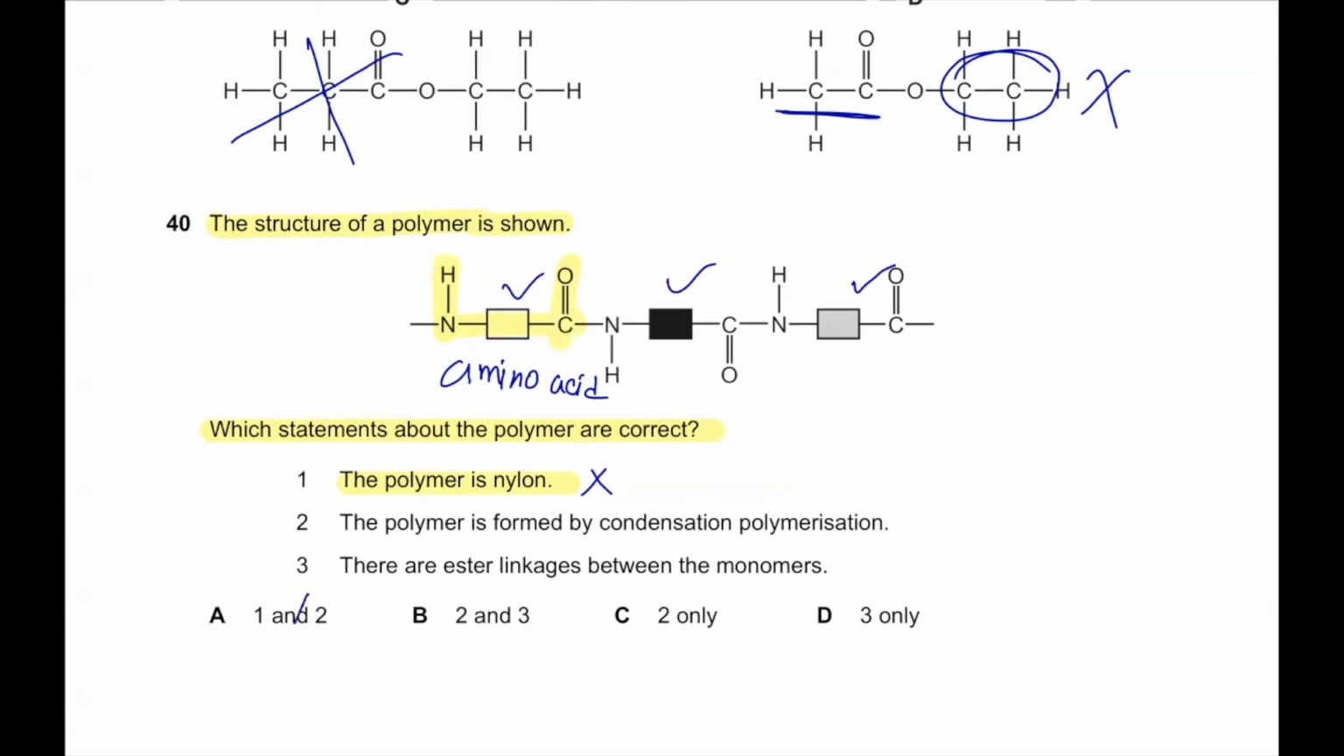If number 1 is wrong, then A is wrong. The polymer is formed by condensation reaction. Yes. We can see there is a CONH bond, which is an amide linkage or peptide linkage. So definitely both of these linkages are formed by condensation reaction. 2 is correct. There are ester linkages between the monomers. These are peptide linkages. We already named it. So C. Question 40, C is the correct answer.